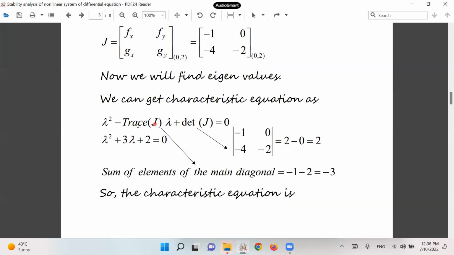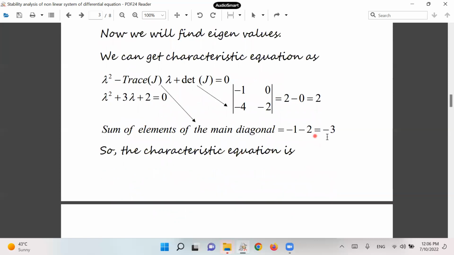And what is the trace of J? The trace of J is the sum of the elements of the main diagonal. So what are the main diagonal elements? These two. So we will take the sum: minus 1 plus minus 2 will be minus 1 minus 2, which equals minus 3. So this is called the trace of J.